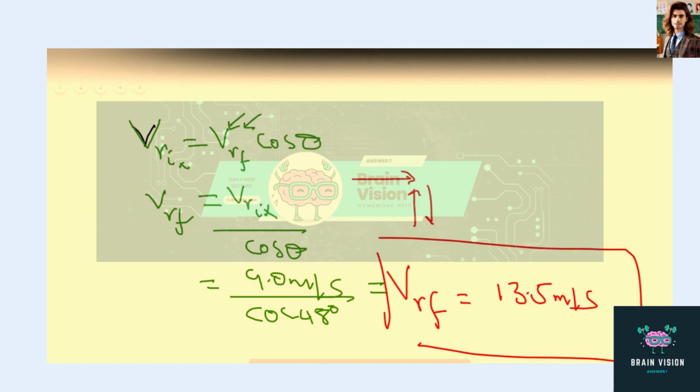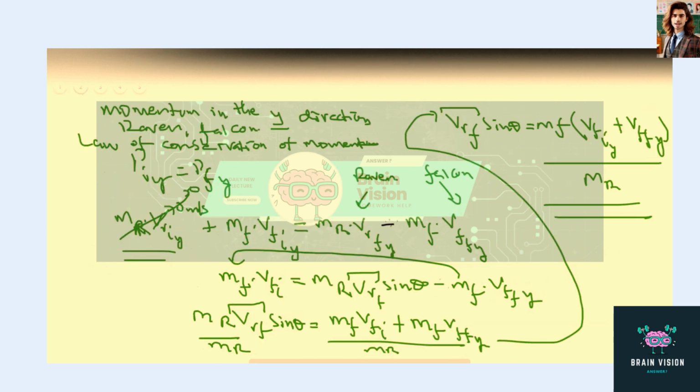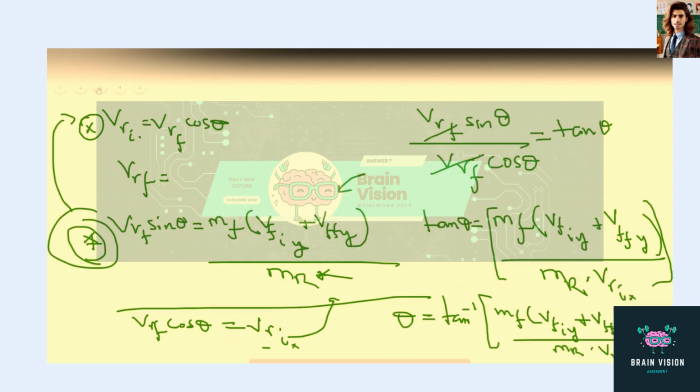We have the raven and the falcon. The raven bounces off that way at an angle of theta. This is the final velocity of the raven that we want to look for, and this was also the angle we were looking for. So using the law of conservation of momentum, we compared the initial and final momentum in the x, and then we compared the initial and final momentum in the y, and then we came up with two expressions, one built from the x direction, one built from the y direction. We simplified one on top of the other, and we were able to get a tangent.